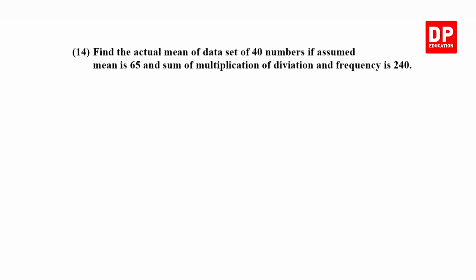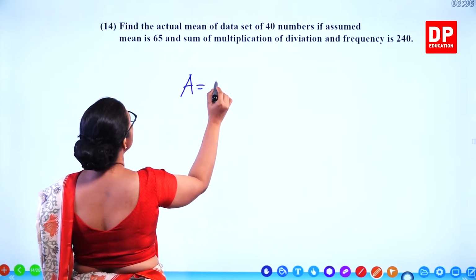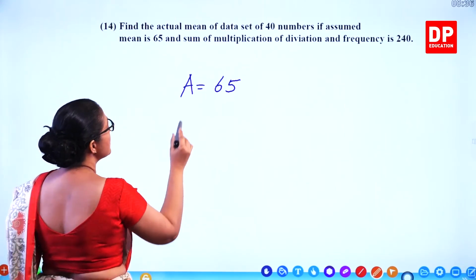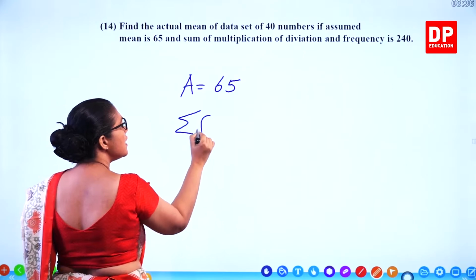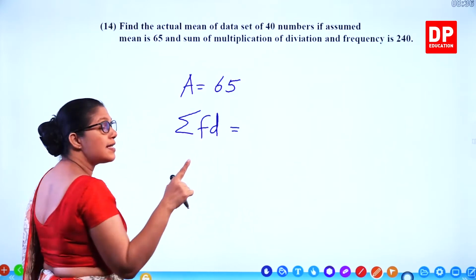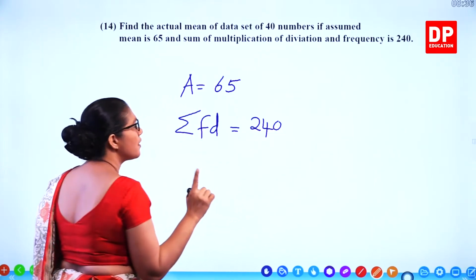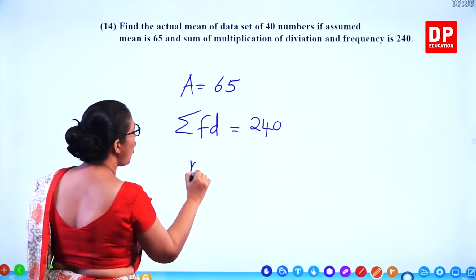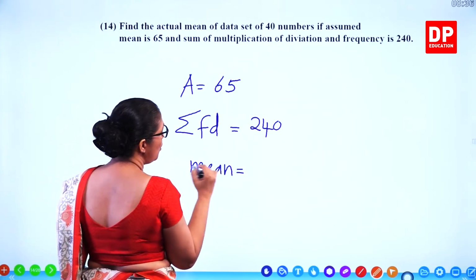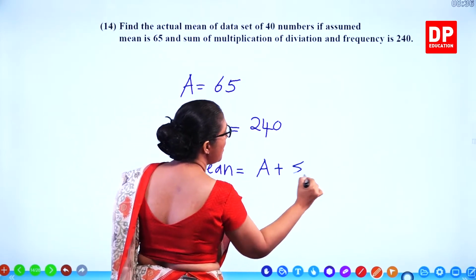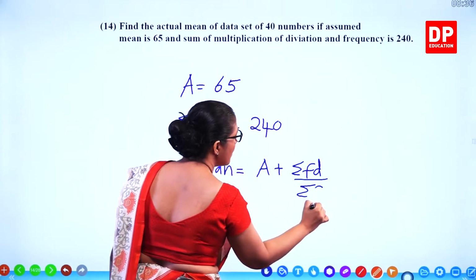Question number 14. Find the actual mean of a data set of 40 numbers if the assumed mean, we use A as assumed mean, is 65. Sum of multiplication of deviation and frequency. So what it says? Sigma FD. F is the frequency, D is the deviation. Sigma FD value is given 240. How do you find out the actual mean? What's the formula? Mean is equal to assumed mean plus sigma FD over sigma F.